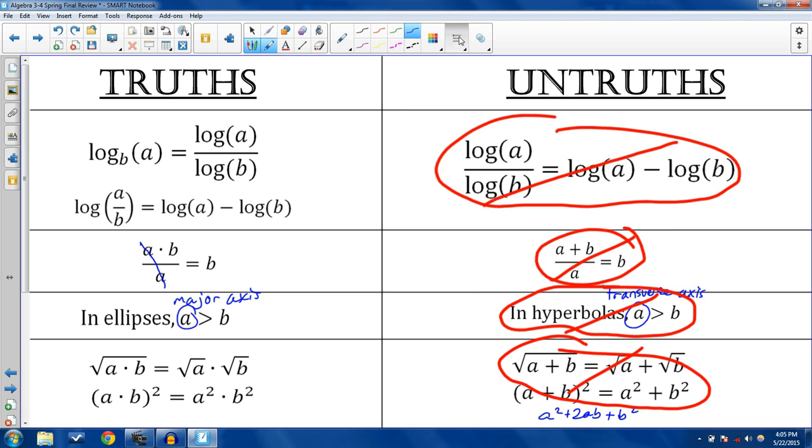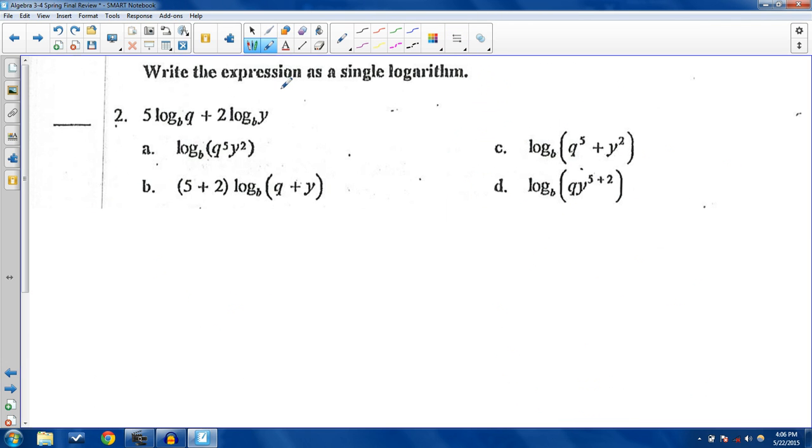Okay, I'm going to start doing some problems. Away we go. I'm starting off with number 2, as I said I would.